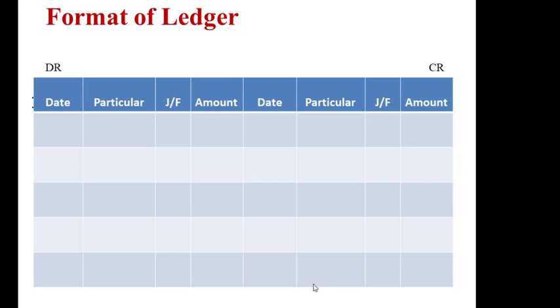First, try to understand this format and keep the form in mind, the format of the ledger. They will ask for 5 marks, what is the proforma of the ledger account. Then we have to draw this format: the date column, particulars column, JF column, and the amount column for the debit side, and the same for the credit side.